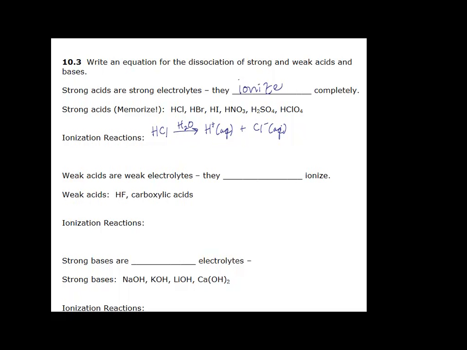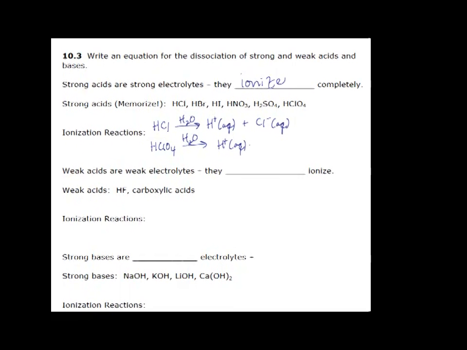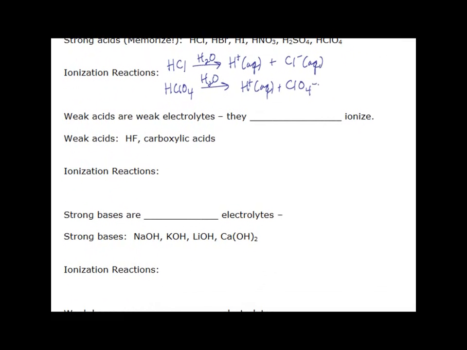Another example of a strong acid ionizing, HClO4, perchloric acid. So it breaks up into H plus AQ and ClO4 minus AQ. Now, if you wrote H3O plus instead of H plus, that would be acceptable as well. So either one is acceptable. Make sure you understand that they're strong acids, strong electrolytes. They ionize completely. And it is a good idea to memorize all 6 of these.